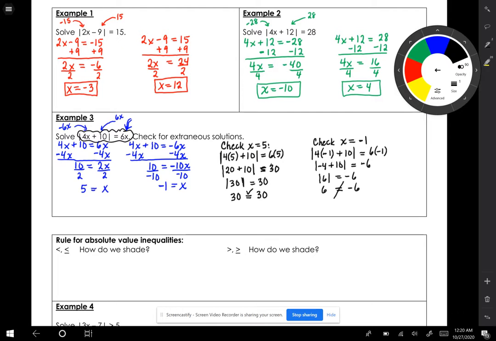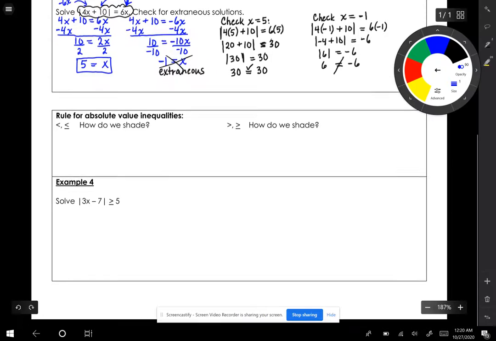Since one of those is not true, that makes this an extraneous solution. So we must reject this, cross it out. This is our one true solution. And that's how you do absolute value equations. For the last example, we're going to learn how to solve absolute value inequalities.